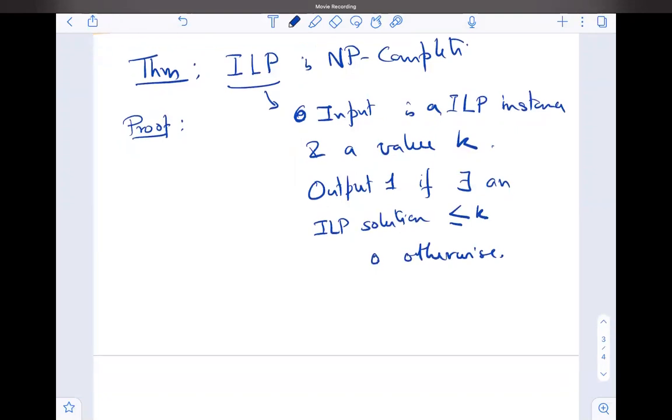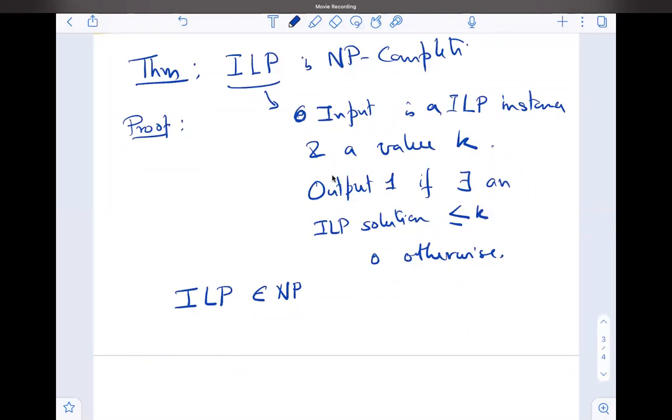Now, my claim is that ILP is in NP. Why is it so? Can somebody say why ILP is in NP? Sir, we just need to check the witness of an assignment of integer values. So the witness is the assignment, right? Yes, sir. We have to check whether they satisfy all the conditions, and then we calculate the optimization function to see if it is less than or equal to k. Very good.